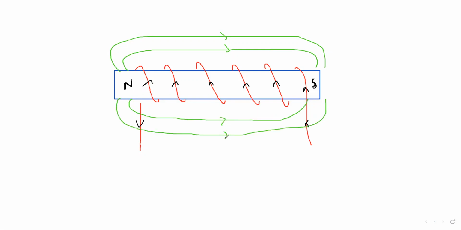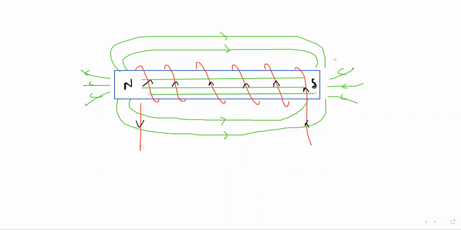Around the wire, it is like a bar magnet, but inside the wire, it will be parallel. Is it clear? These are the two patterns of the magnetic field due to a current carrying conductor. Any doubt till now?